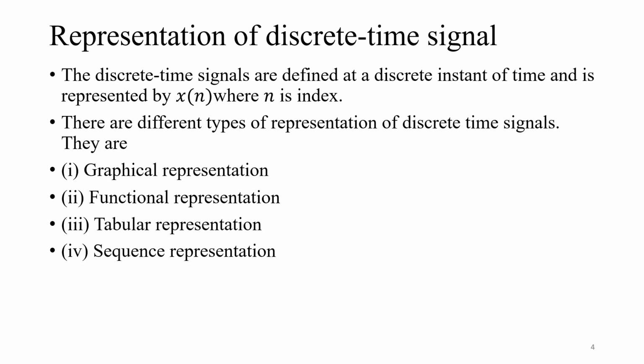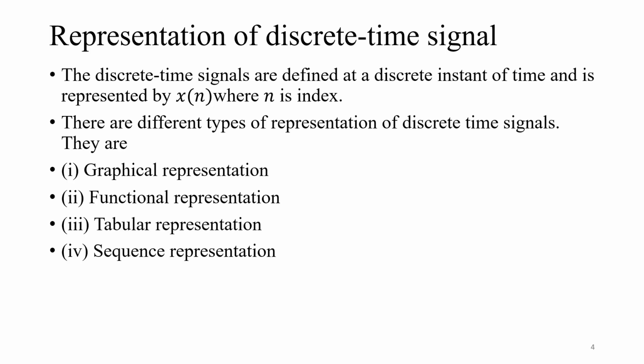Okay. So the discrete time signal is defined as the discrete instants of time. As we already discussed, if it is defined at discrete instants of time, then it is called a discrete time signal, meaning it is not continuous. We use the index as x of t for continuous time, and x of n for discrete time.